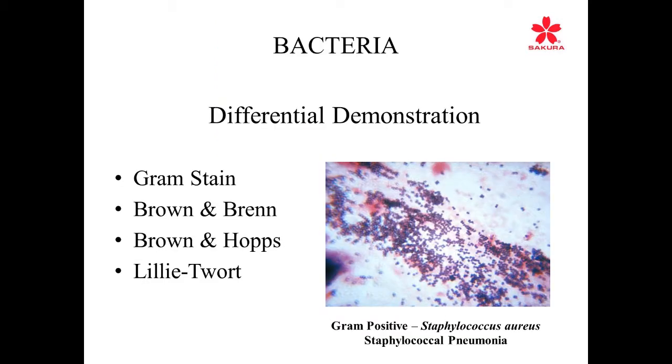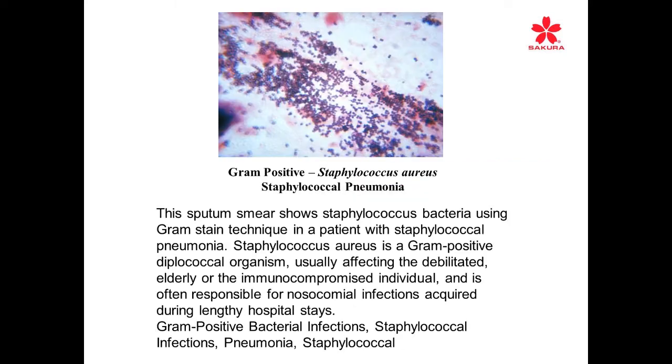Next slide is also differential demonstration of staining. These are also gram-positive stains, cocci, and this is staphylococcal pneumonia. So just some background on this. This is a sputum showing the Staphylococcus bacteria. The gram staining technique was used in this. What we're looking at is gram-positive organisms in the blue cocci form. This can also lead to pneumonia or other systemic infections.